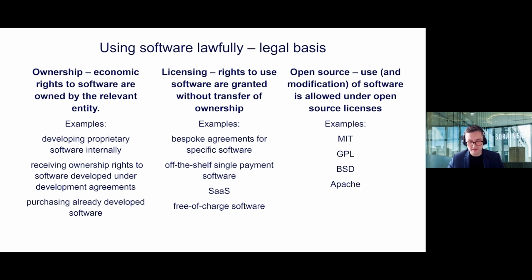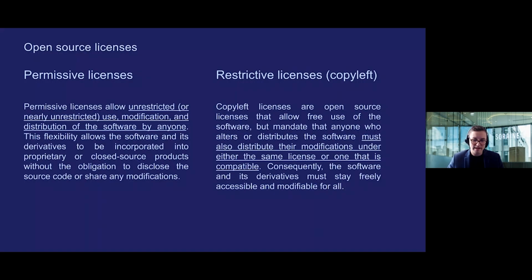Open source is essentially an umbrella that covers software that people share with others for open use. There are different kinds of open source licenses, for example, MIT, GPL, BSD, Apache. These are all names of the most used open source licenses and licensing terms. And moving on with open source, there are two main categories that we can group open source licenses into.